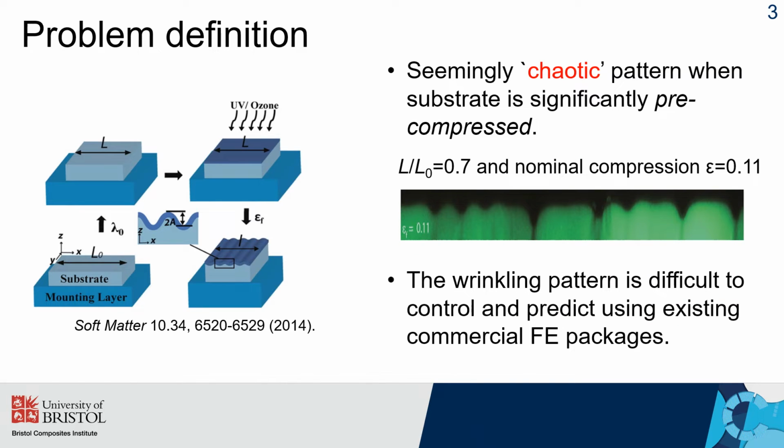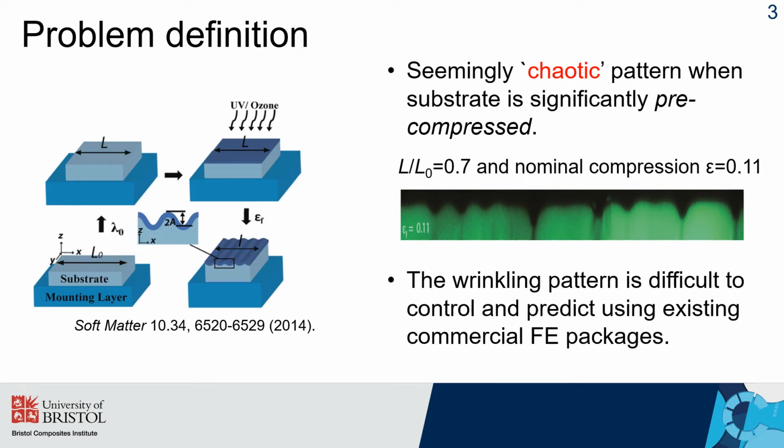Now, let's look at the manufacturing procedure of the bilayer system to see how we introduce pre-stretch in the substrate. Initially, the stress-free substrate made of PDMS with length L0 is put on the mounting layer. Then, the substrate is pre-stretched into length L. Subsequently, the top layer will be stiffened using chemical treatment. After that, a bilayer with a stiff film and a compliant pre-stretched substrate is manufactured. When we compress the bilayer, the wrinkling pattern will form.